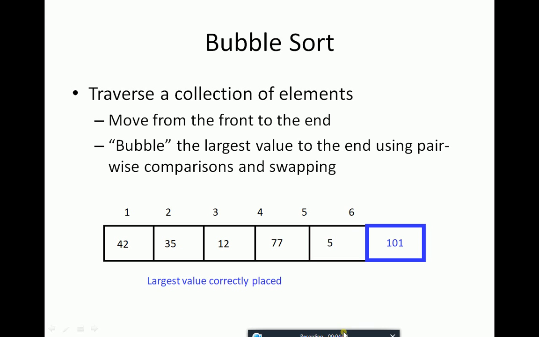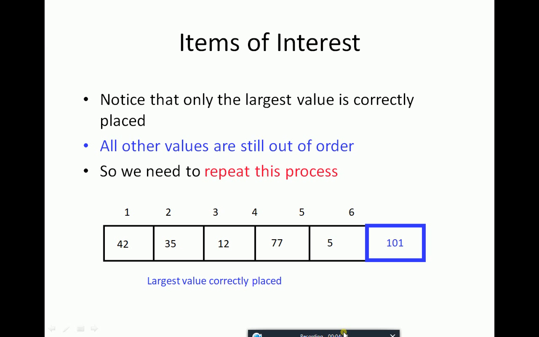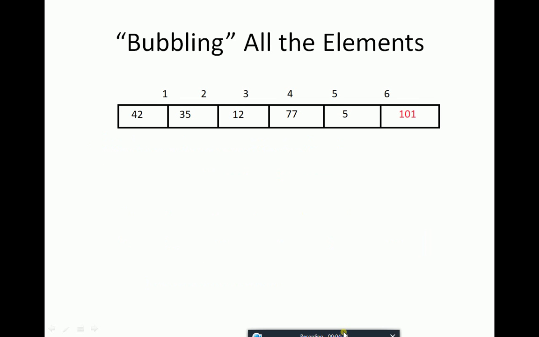So what we are checking is that 101, which is the largest in the entire array, is placed at the end of the array. But other than 101, all the rest of the elements are not sorted yet. So we need to repeat this process, because 101 has been bubbled from position 5 to position 6. That's why this algorithm is known as bubble sort.